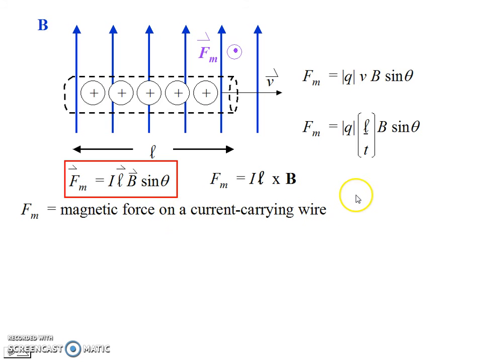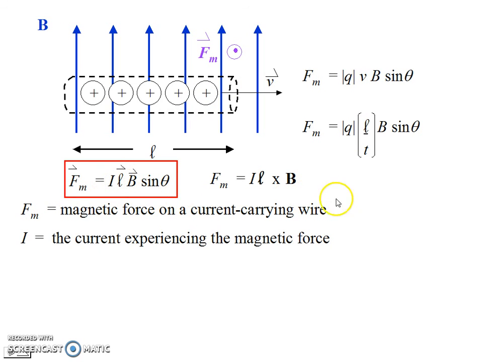So we have to know which force equation to use when. QVB sine theta was for an individual point charge. ILB sine theta is for a whole wire of length L with a current inside of it. I is the current in the wire experiencing the magnetic force. Anytime we deal with forces or fields, we always have to be very careful defining what plays what role. So this current here is the current experiencing the magnetic force.